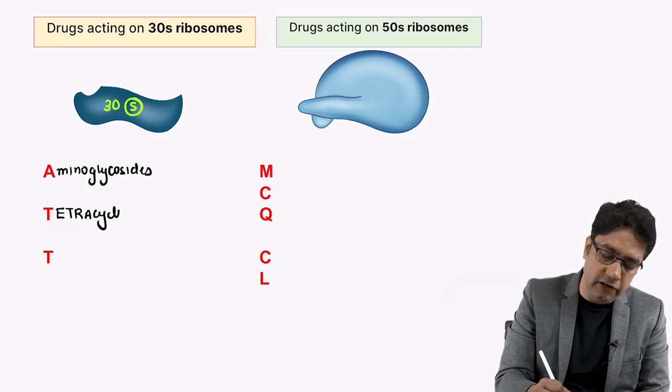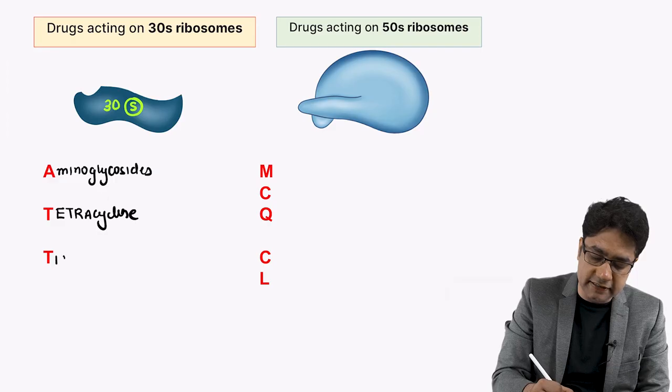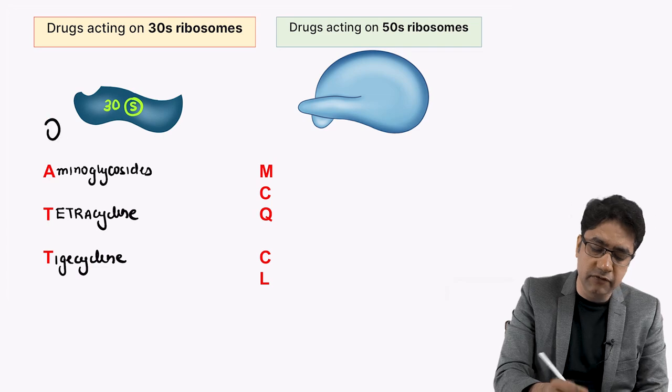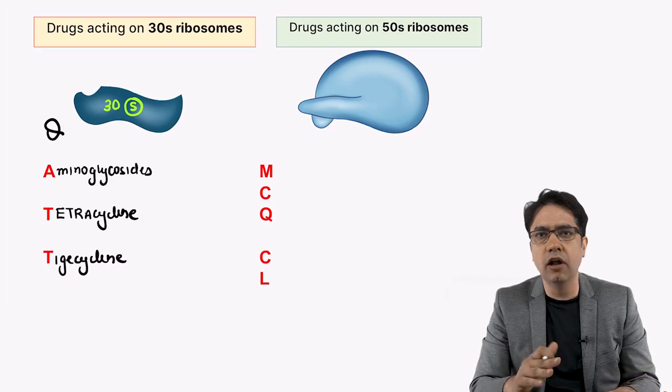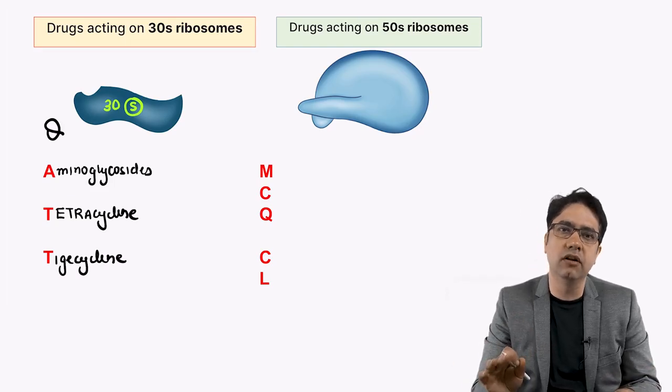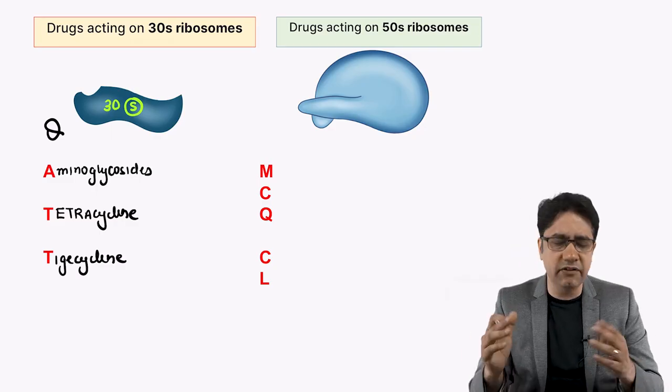And last T was a brother of tetracycline, that is tigecycline. So this is a question which you have to remember. Apart from these ATT, all other drugs are acting on 50S ribosome. So that we will make a list.